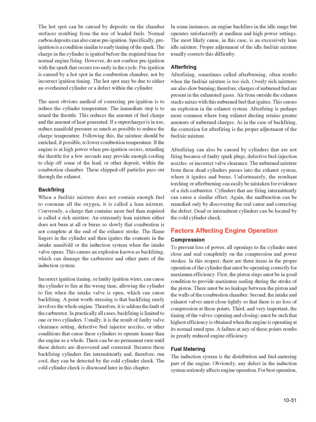The immediate step is to retard the throttle. This reduces the amount of fuel charge and the amount of heat generated. If a supercharger is in use, reduce manifold pressure as much as possible to reduce the charge temperature. Following this, the mixture should be enriched, if possible, to lower combustion temperature.